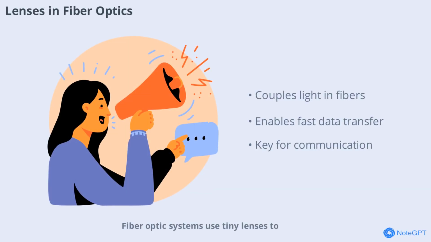Fiber optic systems use tiny lenses to couple light into and out of optical fibers. These lenses ensure efficient transmission of data over long distances, forming the backbone of modern communication networks. Advances in lens design continue to improve the speed and reliability of fiber optic technology.